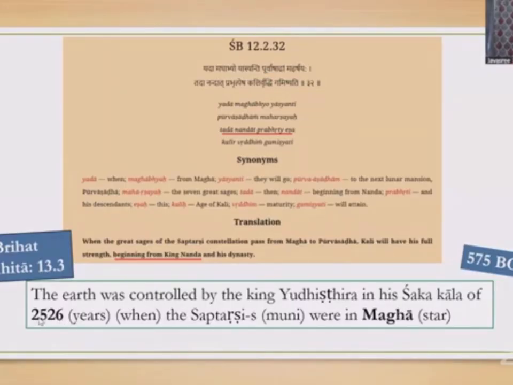So 2526 Shaka, that is Yudhishthira Shaka, converted into a Gregorian date is 575. That is the time of Nanda according to this. Probably, we don't know exactly, historically we have not found out. We don't have evidence for the exact date of the Nandas. But they were somewhere around 400 or 500 BCE, and here it shows 575. From then onwards, on the Dharma Yuga scale, Kali Yuga progressed. The adharma of Kali progressed.